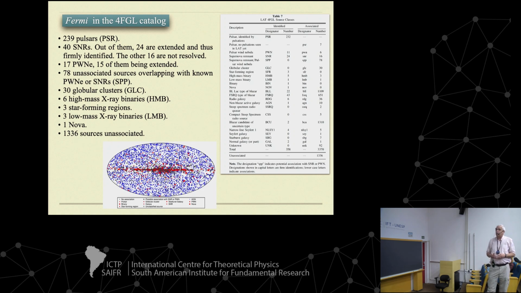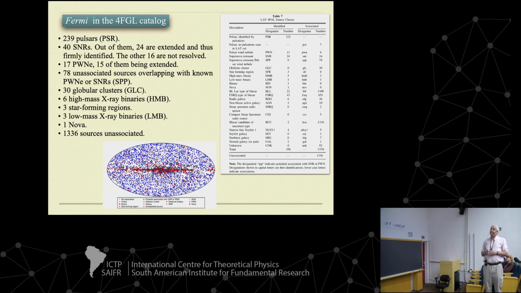Then we have globular clusters, about 30. Globular clusters are clusters of stars, very old, that are orbiting around our galaxy. And 30 of them have been detected by Fermi. We have a number of high-mass X-ray binaries. X-ray binaries have a compact object and a massive donor star that transfers mass to the compact object. We will study these objects in a while.